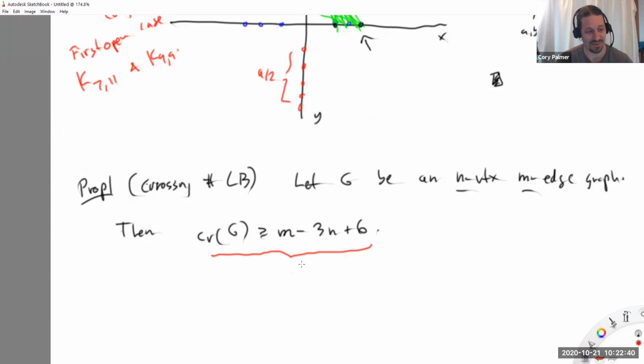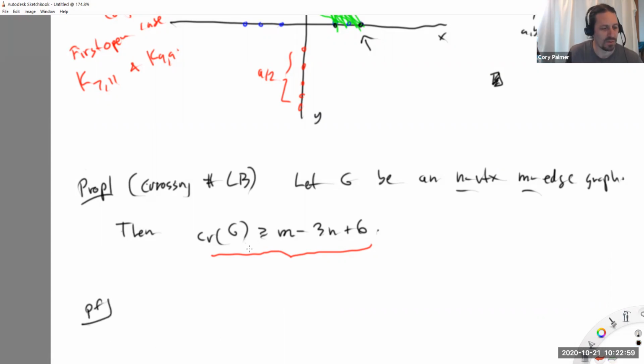So what this is saying is each new edge adds a crossing. Well, okay, I don't know how to write that any better than the way that I just said it, so let's just leave it at that. I'm going to prove this though. The proof's really cool.